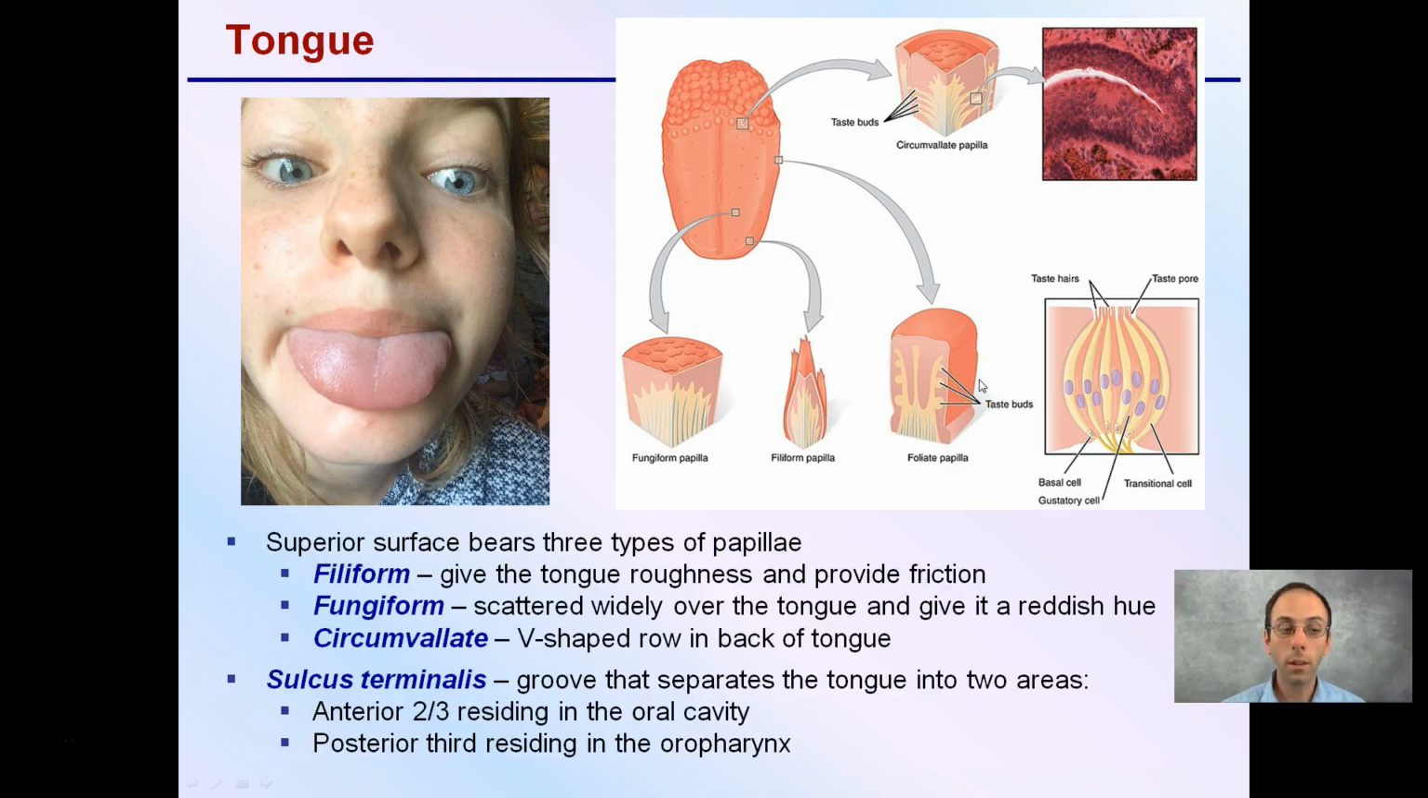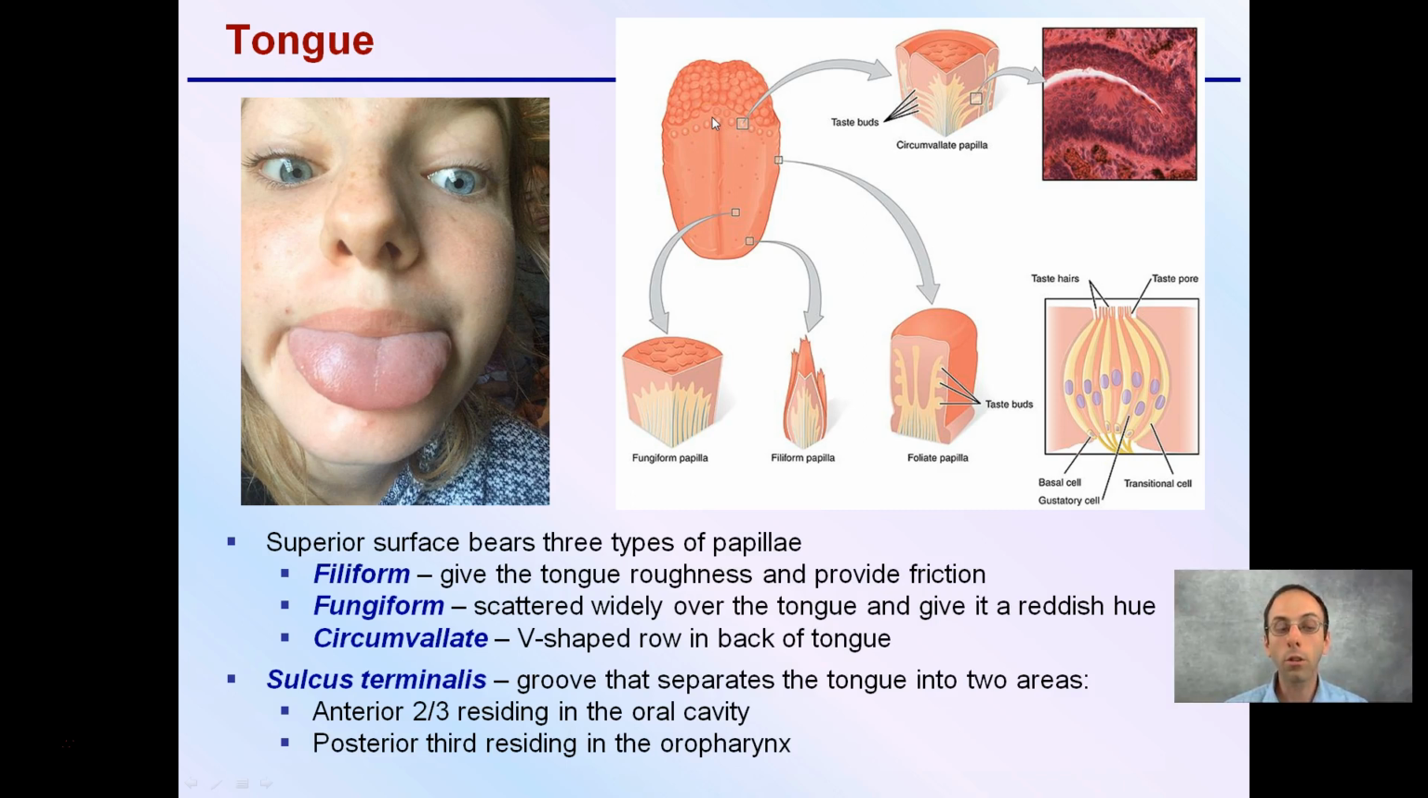Continuing on to the tongue, the superior surface of the tongue actually bears three different types of papillae. We have the filiform, which gives the tongue the roughness and provides friction. You want friction in the tongue so you can move that food around. Fungiform is scattered widely over the tongue and gives it that reddish hue as we see here. Circumvallate is the V-shaped row in the back of the tongue. That's weighted towards the back section there.